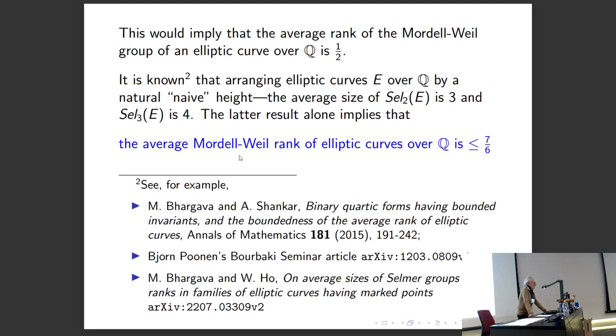But if you arrange these elliptic curves by a certain naive height, the average size of the 2-Selmer group that I described before is 3, and the 3-Selmer group is 4, and the 3-Selmer group is 4 result alone implies that the average Mordell-Weil rank of elliptic curves over Q is less than or equal to 7.6. 7.6 is far from a half. Here are some papers which you can look at, but the field is moving very fast, and 7.6 has been improved.